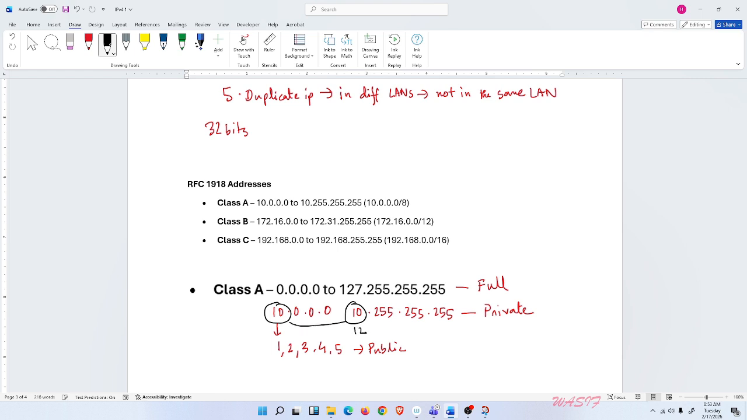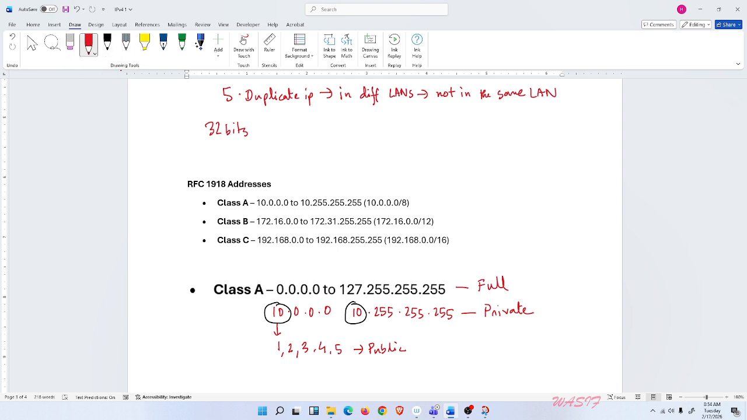So if it had been 12, there would have been a range of 2, right? Like 2 numbers: 10, 11, 12, actually 3 numbers. But there is no range here, right? So it's all 10, okay? So only any number that starts with 10 is a private IP address. And if you look here, this is the private IP address.